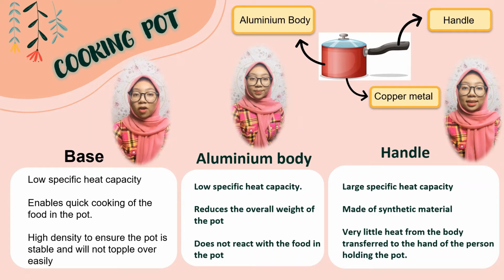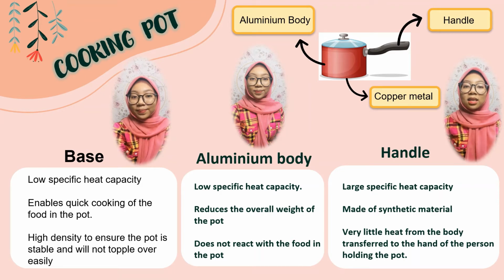The base of the cooking pot is made of metal, a material of low or small specific heat capacity, which enables rapid heating. It becomes hot very quickly, so it enables quick cooking of the food in the pot. Besides, it is high density because the heavier base ensures that the pot is stable and will not topple over easily.